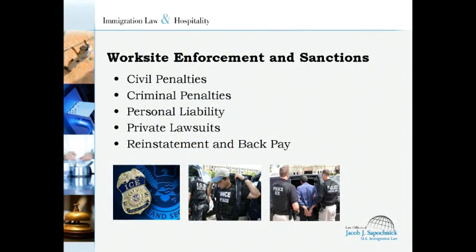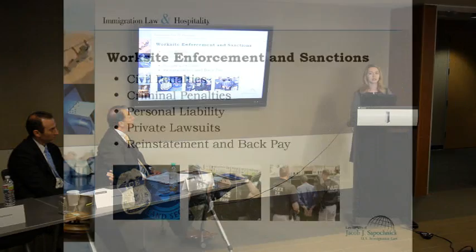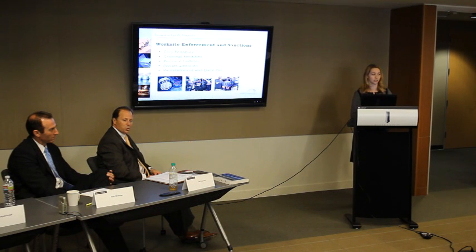Talking about civil penalties. For substantive violations, civil penalties range from $110 to $1,100 per violation. And for knowingly hiring illegal immigrants, this figure is even higher. The civil penalties range from $375 to $16,000 per violation.